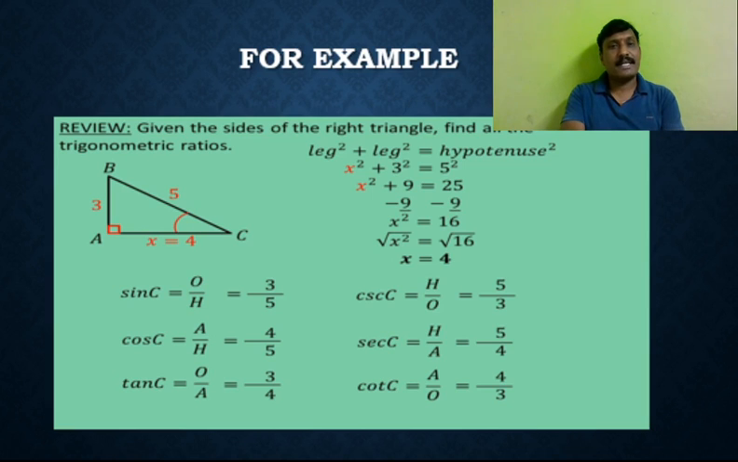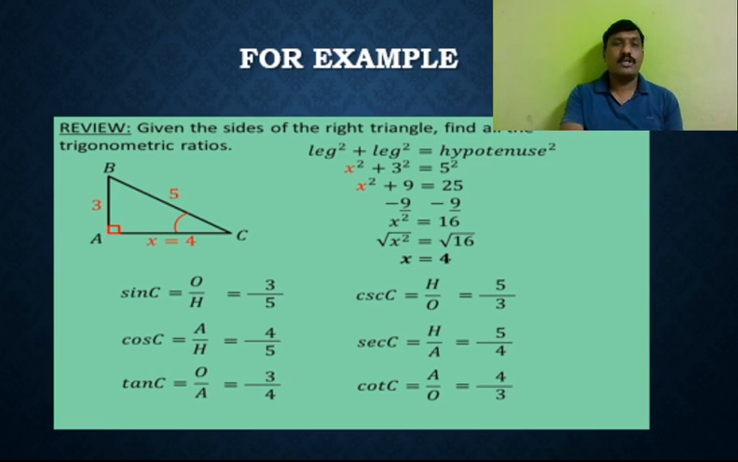Subtracting 9 on both sides, x square plus 9 minus 9 cancels, giving x square. 25 minus 9 is 16. Taking the square root on both sides, square and square root cancel. That is, the square root is nothing but the power 1 by 2, so 2 and 1 by 2 get cancelled. So it gives x. The root of 16 is 4.